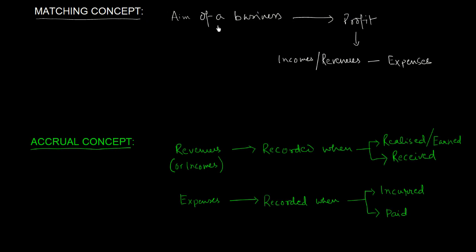The aim of every business is to earn profit. We know the aim of every business is to earn profits, and profits are nothing but excess of incomes and revenues over expenses. And in the video of periodicity concept, we had learned that profit cannot be calculated for the full lifetime of the business. It has to be calculated on a periodical manner.